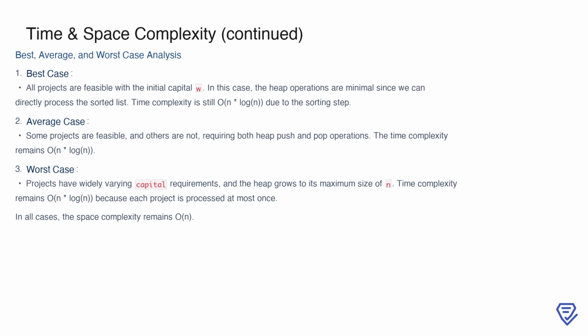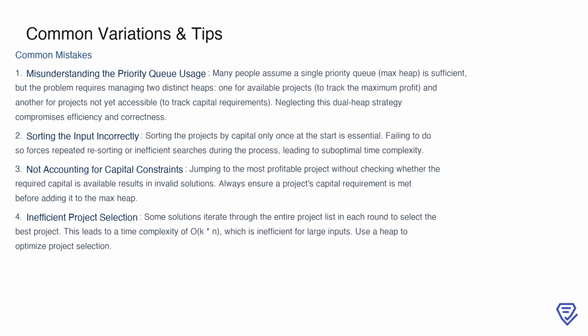In the worst case, projects have a wide range of capital requirements, causing the heap to grow to its maximum size of n. Despite this, each project is processed only once, so the time complexity still doesn't exceed log n. Across all cases, the space complexity remains O(n), as the storage requirements for the projects list and the max heap dominate the space usage.